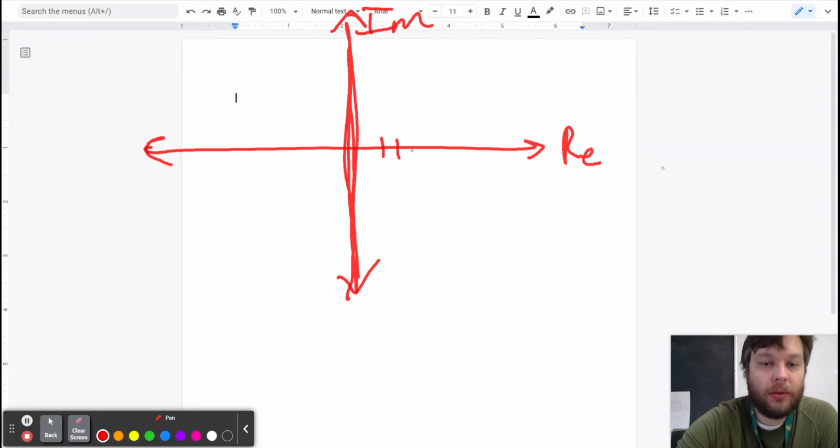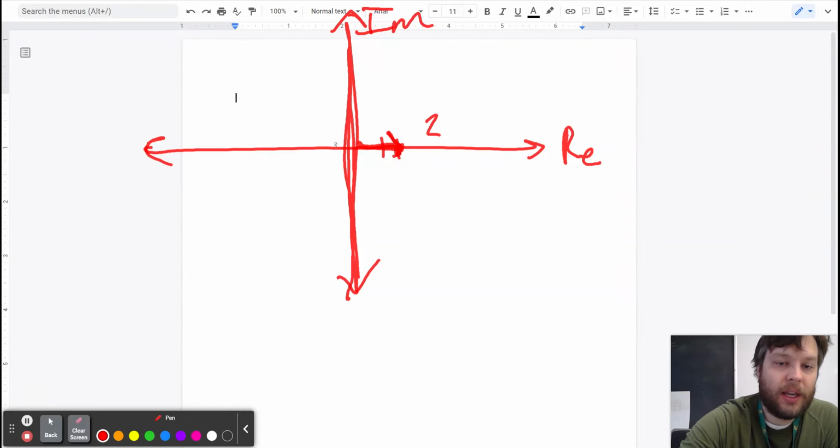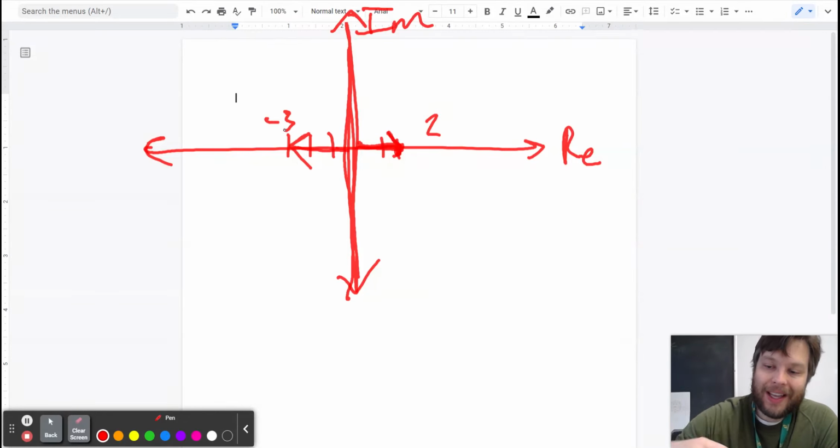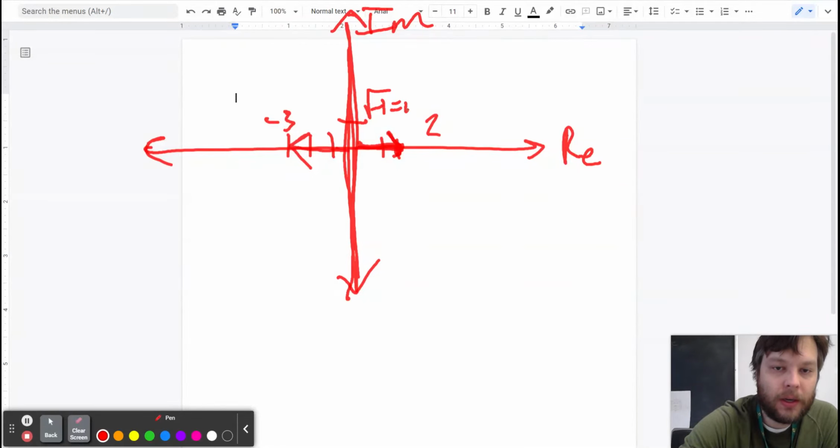The number 2 just sits right here. That's the number 2. You can think of it as an arrow pointing from the origin 2 steps to the right. The number -3, similarly, just goes 3 steps to the left. Any imaginary number would go straight up and down on the vertical axis, kind of like the y-axis. So for example, right here, this is the square root of -1. In other words, it's just an arrow pointing 1 step up.